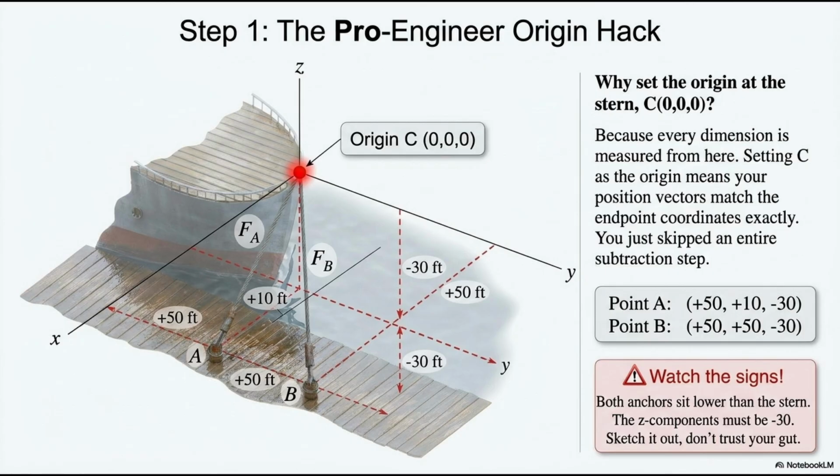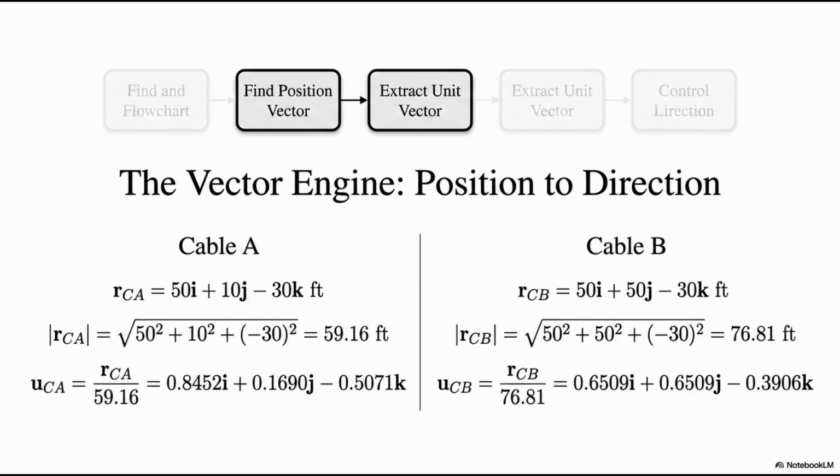Now, watch the signs closely. Both anchor points sit lower than the stern. This means their z components must be minus 30. This is where most people drop points. Seriously, sketch it out before you write. Don't just trust your gut. Since force follows the path, the line of action for the cable tension points directly from the origin C toward the anchor points A and B.